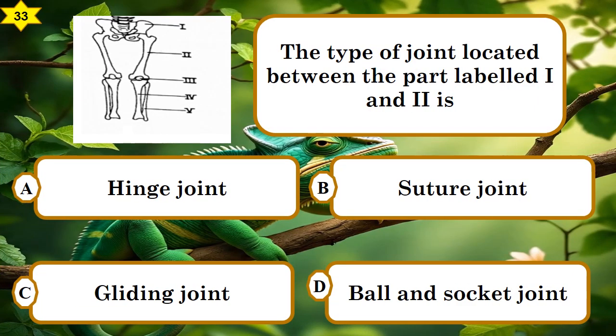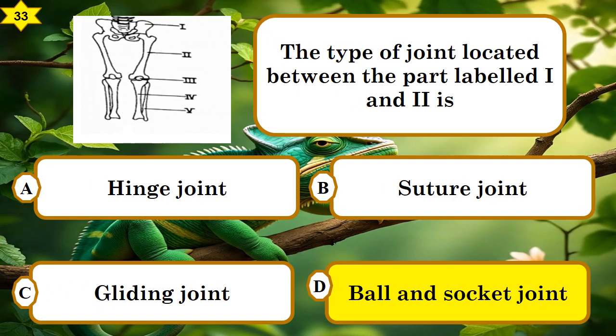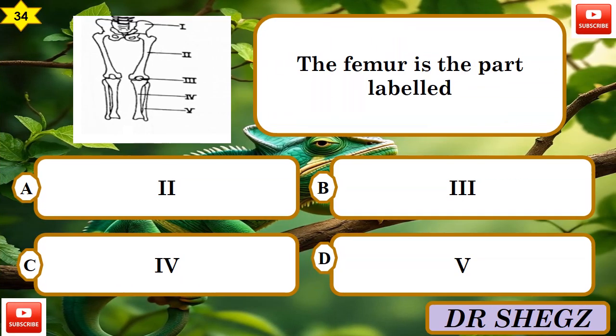The type of joint located between the parts labeled 1 and 2, the type of joint found here is a ball and socket joint, similar to the one found in the shoulder joint. So this hip joint, you have a ball and socket joint here. The femur is the part labeled, this one is very simple, most of us know the femur is a bone in the body, and it's this part labeled 2.